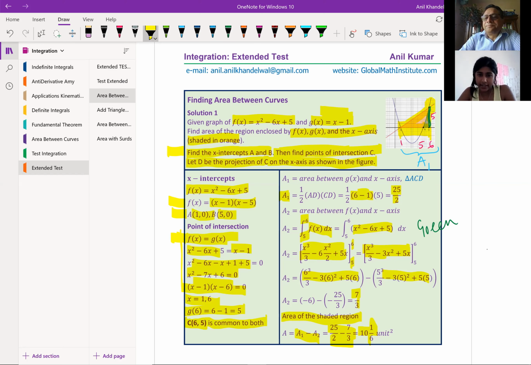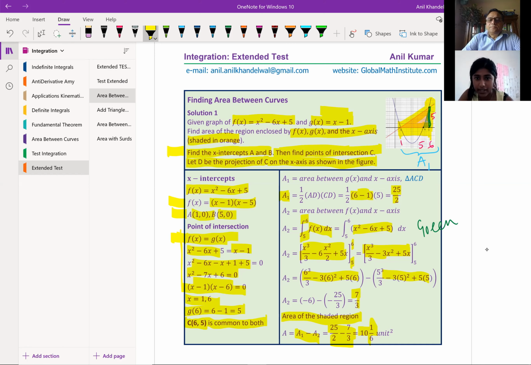And we can start off by finding the area of the big triangle. That's simply base times height divided by 2. So we take the 2 values, 6 and 1, so the base is 5, and we know the height is 5. 5 times 5 is 25, divided by 2 is 25/2.